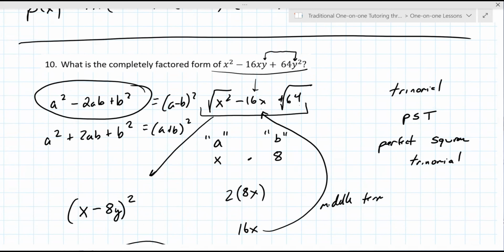All right, number 11. I guess we got to look at some of these. I actually think we should move past this to 13. Okay.